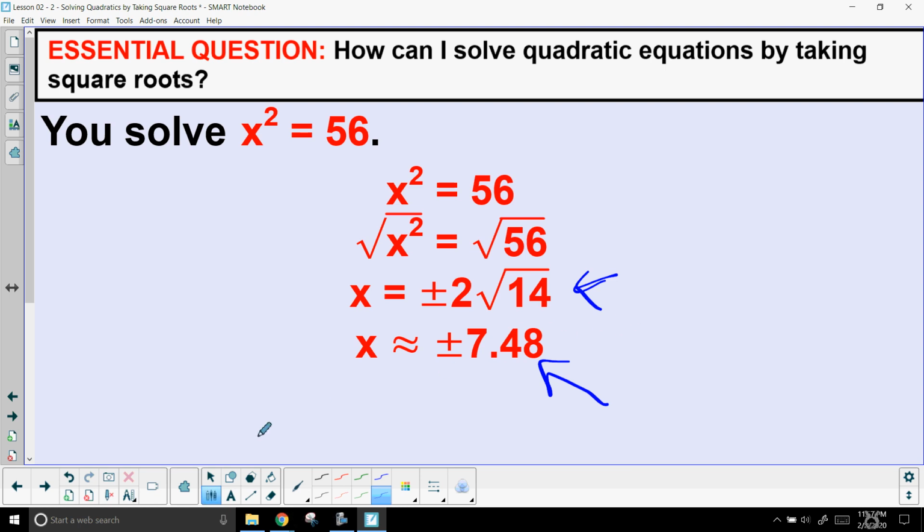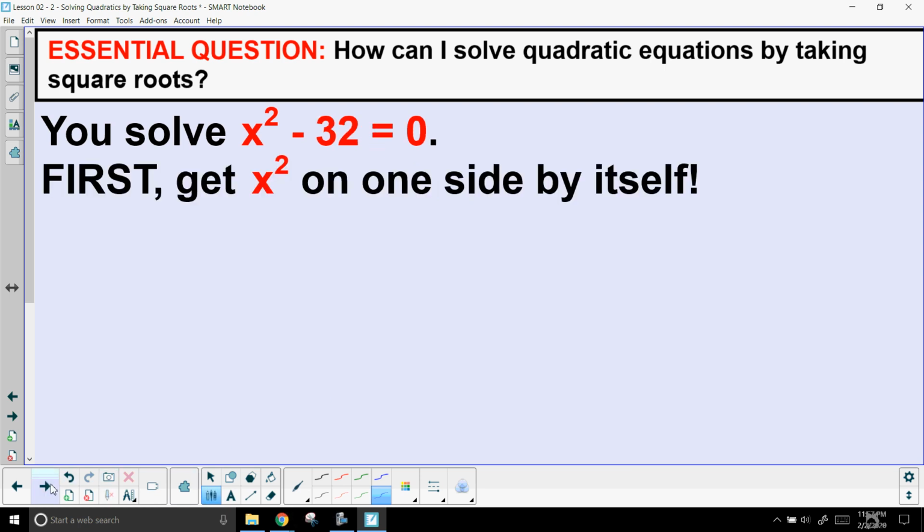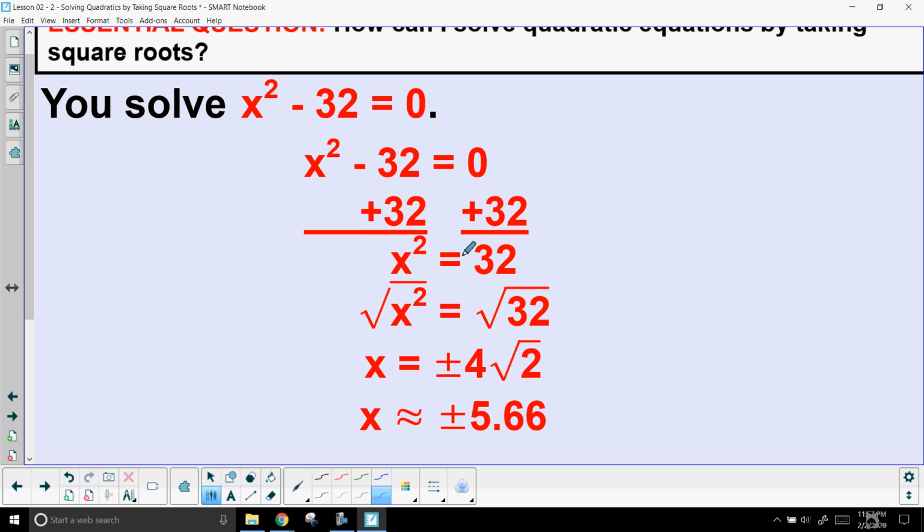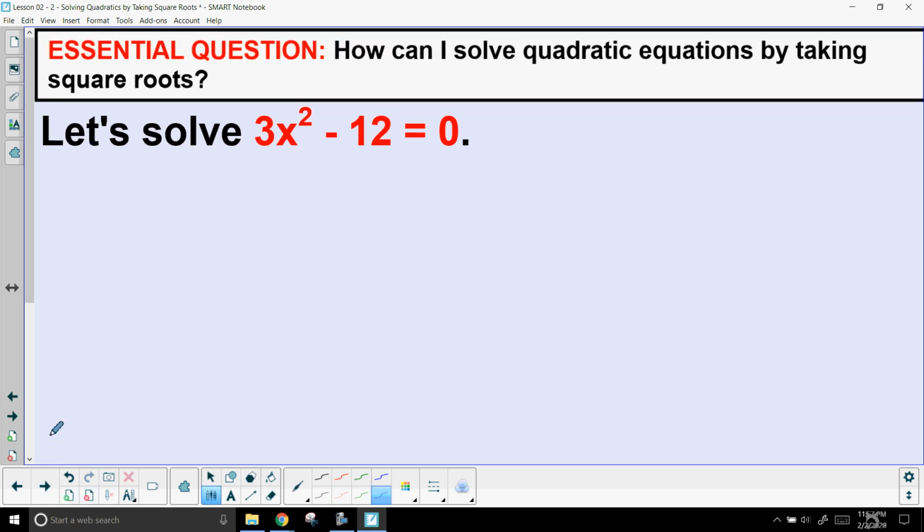Again, this is getting x by itself. If you want to jot this down, you can. I'm trying to get to the better stuff. But you would add 32 to both sides, take the square root, break it down, etc. Again, if you want to pause the video, I'm about to throw the answer up. Alright, there's your solution.